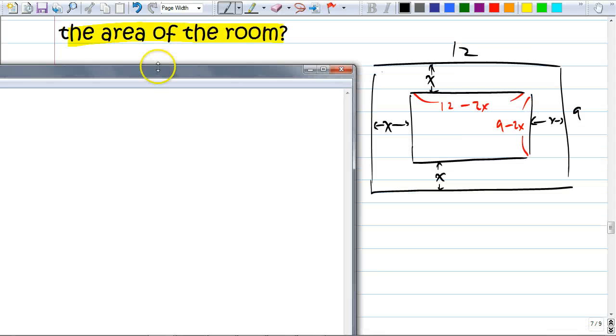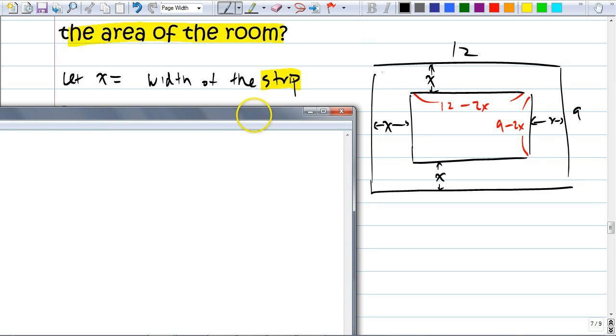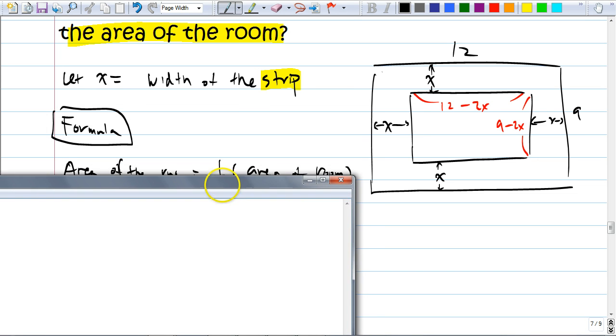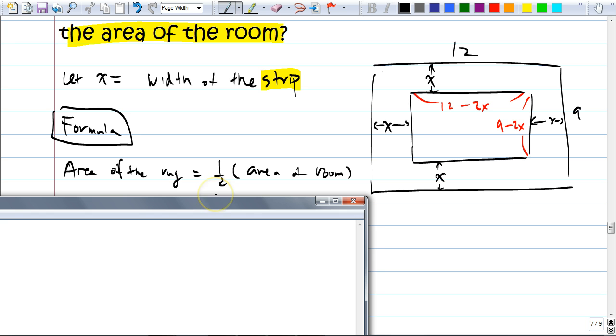Go ahead, everybody try. By the way, what is the unknown in here? What's the x? How wide the width? Okay, I wrote width of the strip. Is that okay? All right, so who has the answer? I even wrote this down for you. The formula is area of the rug equals half of the area of the room. Somebody tell me how to write the area of the rug.